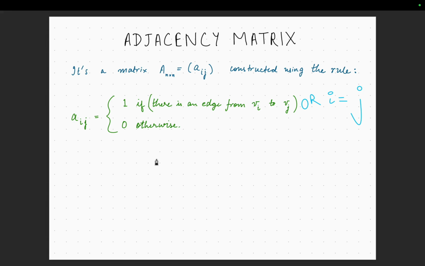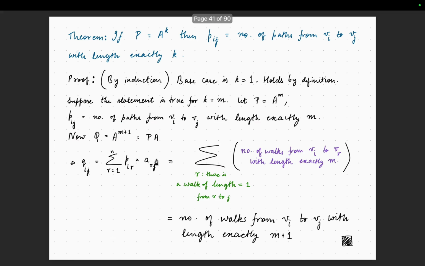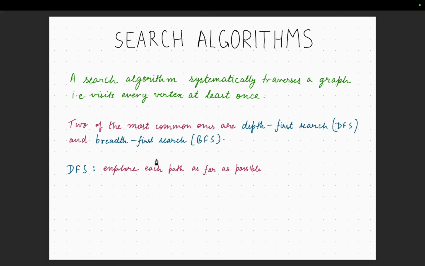But yeah, next we move on to search algorithms. Search algorithms are basically algorithms which traverse a graph. That means they visit every vertex of the graph at least once. The two most common search algorithms that we use are depth first search, which is called DFS in short, and breadth first search, which is called BFS in short.